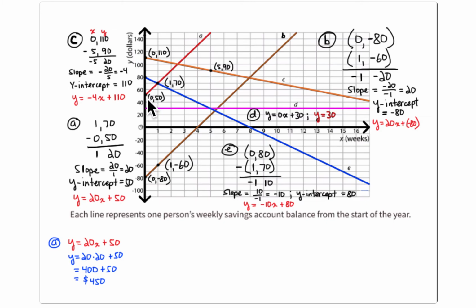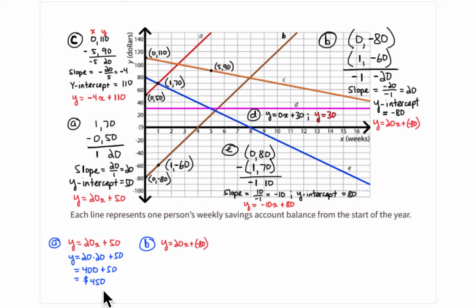So that's this account right here. It's going to start at 50, and you have to extend this out for 20 weeks. It's going to go past, so this is 17, 18, 19, 20, so about right here. So you go way up here off the page, and it's going to intersect with this graph A at a positive 450.